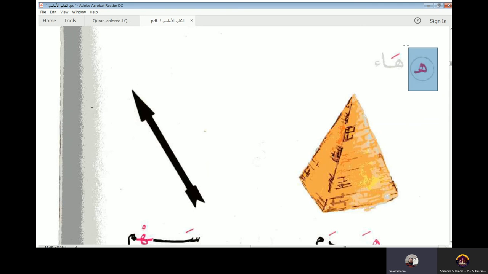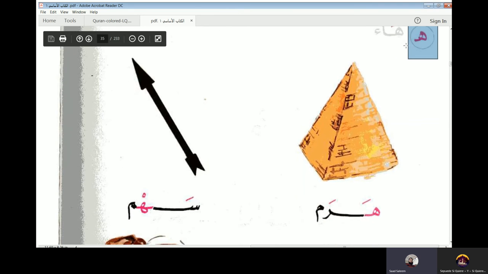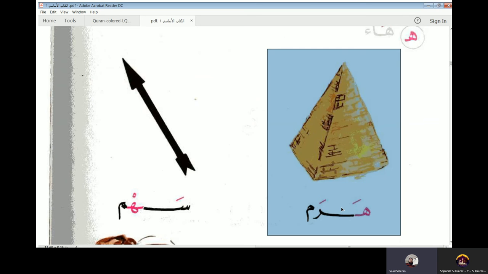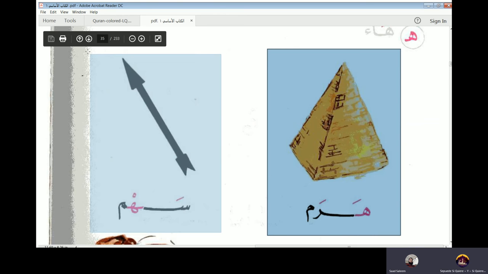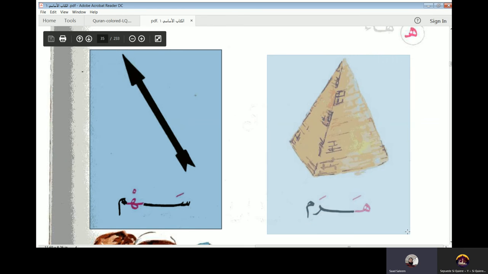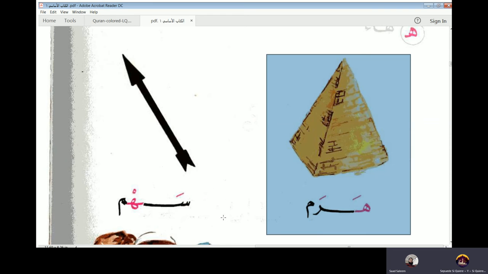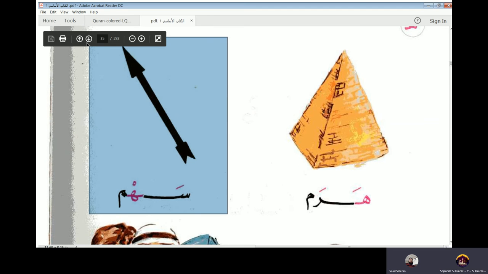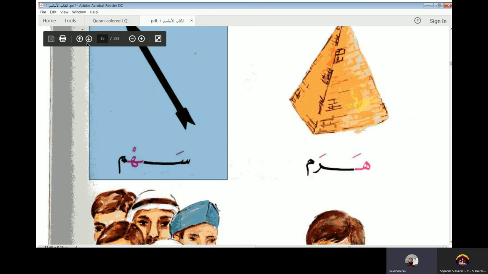This. Haram, pyramid. Good. Now that haram is different from the other haram, right? Yes, the spellings are different. And sahmun. Yes, sahmun is an arrow. Good.